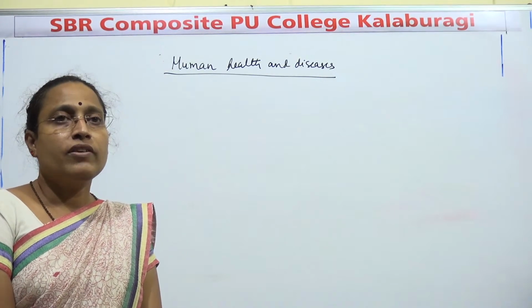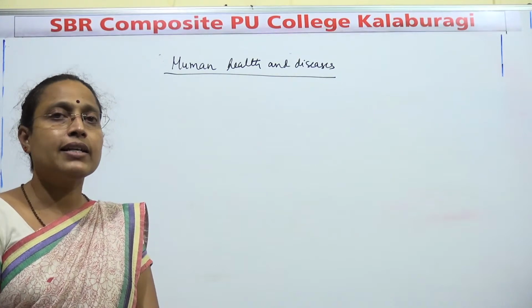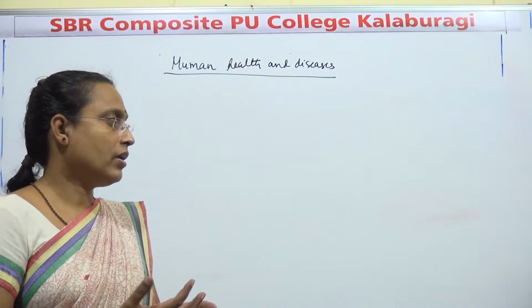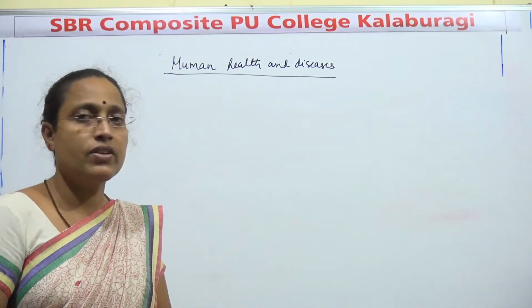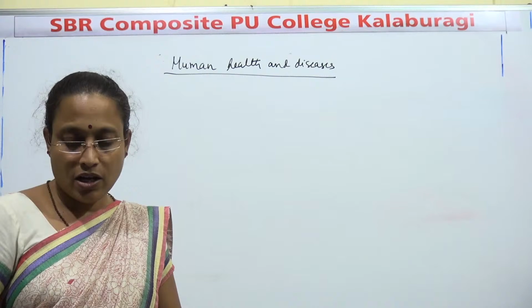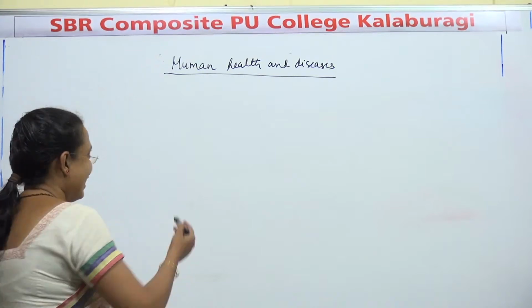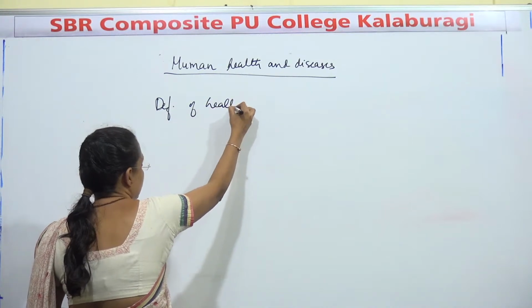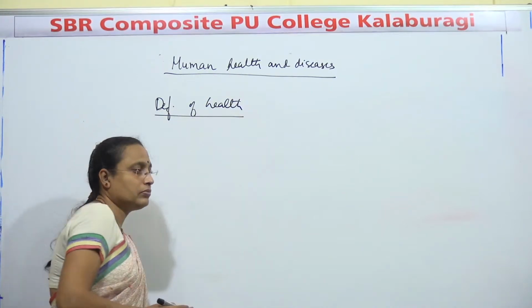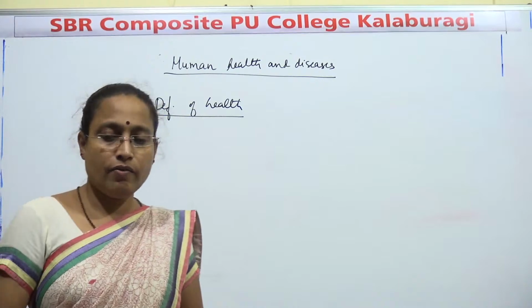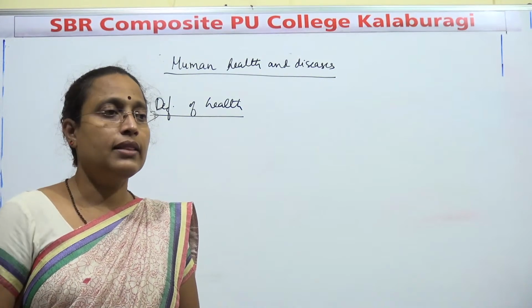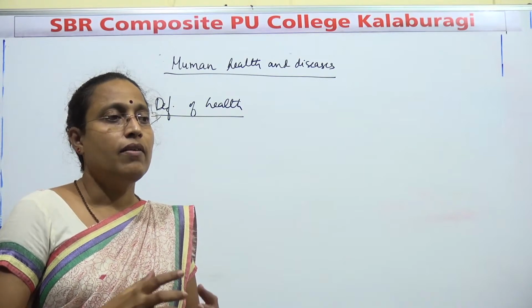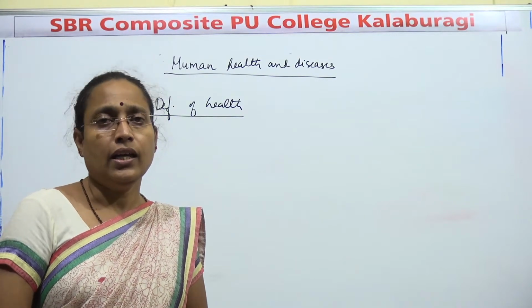So now coming to the definition of health, the factors that can affect health, and the ways by which health can be maintained. So first, what is health? Definition of health. First thing, when you're asked what is health, you will say absence of disease. That is primary. In the sense, first a person should not have any disease.